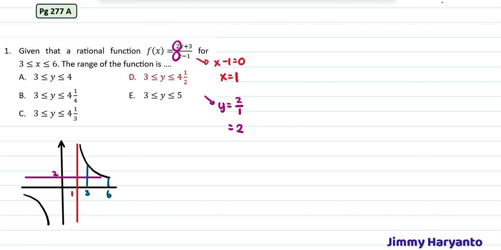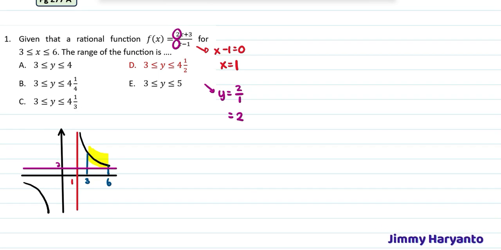Okay, that means the range of the function will be this one. Okay, sorry, maybe I should draw it a little bit lower. Like this. Okay, so I think to find the value of the range, I have to input the 3 and the 6 first. Okay, let's input the 3 and the 6.